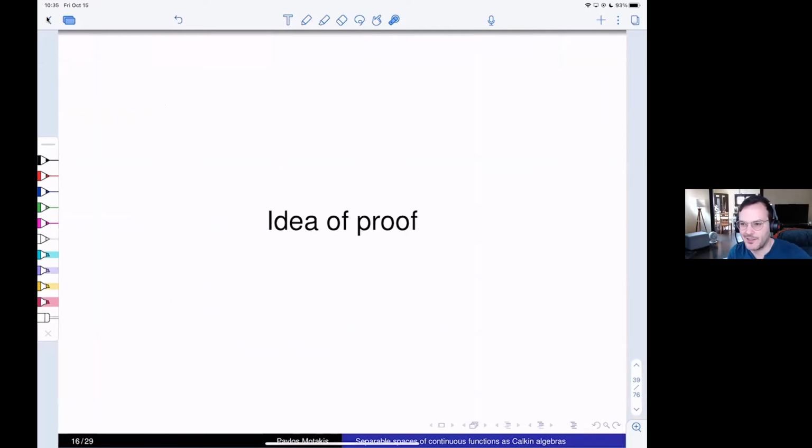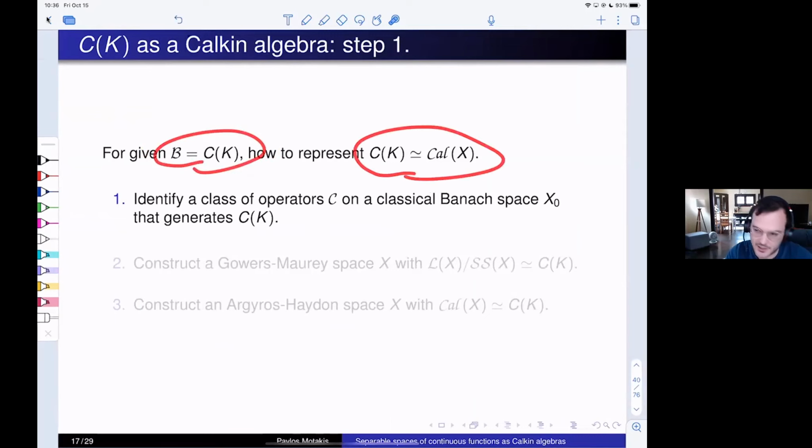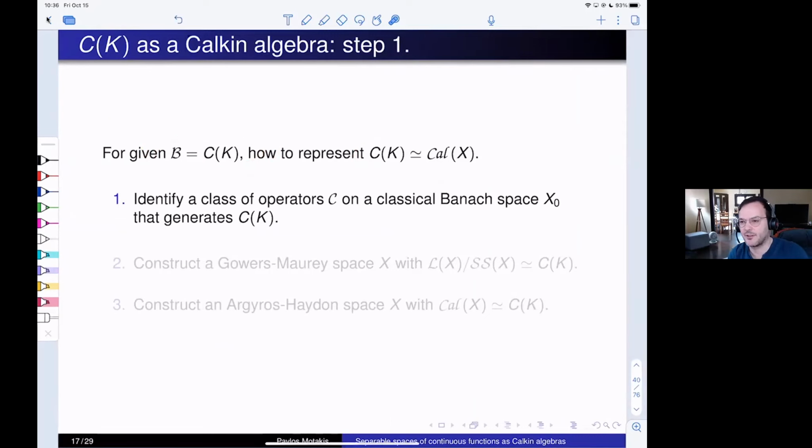Okay, so I want to go through the idea of this proof. Okay, so 3 steps. We start with the Banach algebra B, and in this case, it's a C(K) space, for a countable, not countable, sorry, for any compact metric space. You call this B, and then you want to represent it as a Calkin algebra. So the very first thing that you want to do is find a classical Banach space and a class of operators that you understand well, preferably, right? Because you want to understand its analytic structure and how it acts on vectors. You want to be able to compute the norm of vectors. This is important. That generates the C(K) Calkin algebra. This is the first thing you want to do.